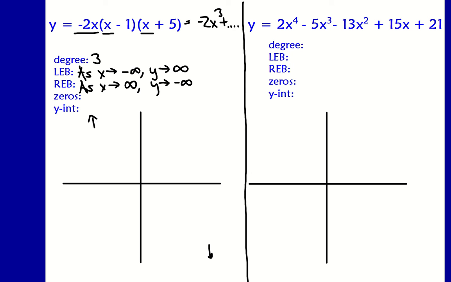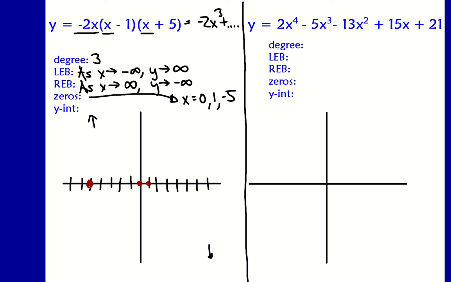Okay, so then let's look at what the zeros would be. If I set each factor equal to 0, I would get for my zeros x equals 0, 1, and negative 5. So I'm going to go ahead and plot those on my x-axis, 0, 1, and negative 5.